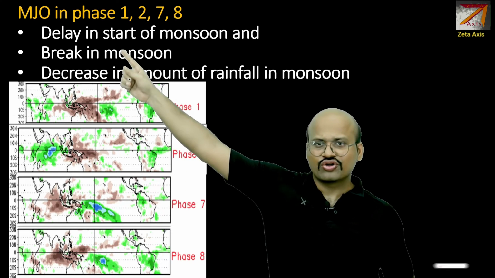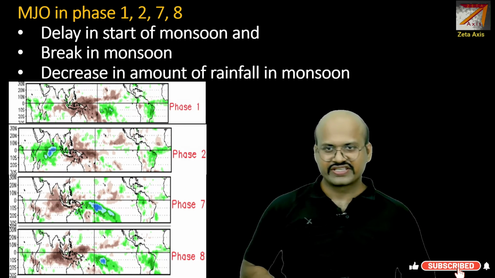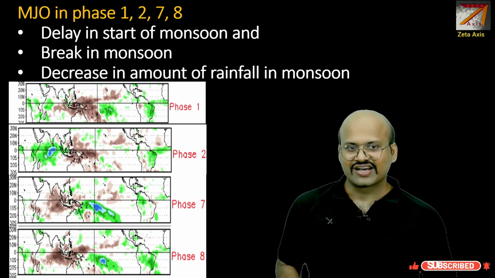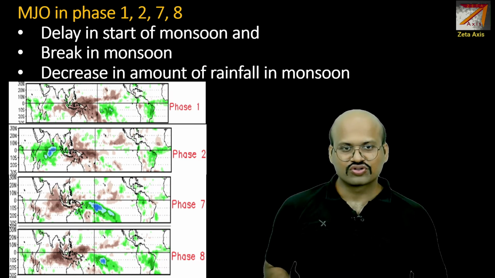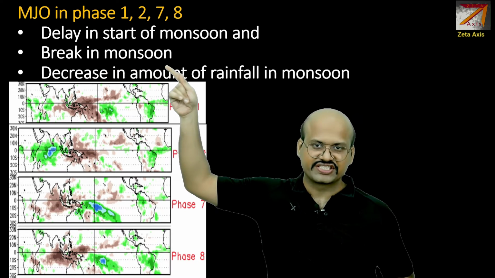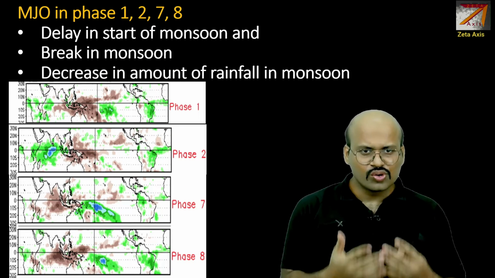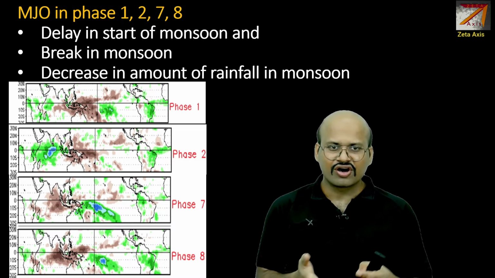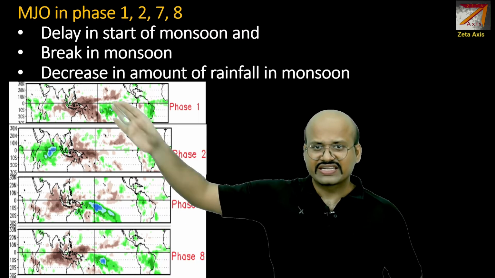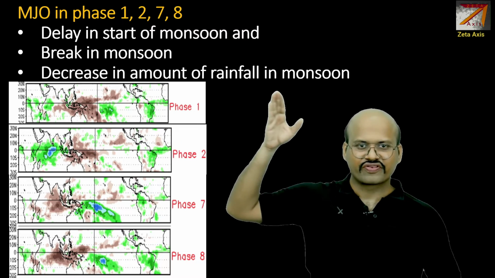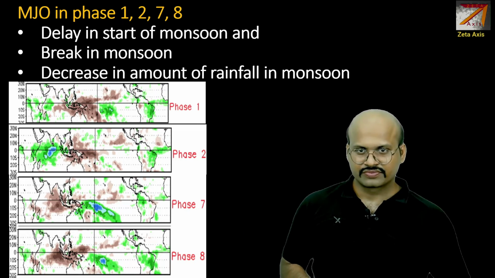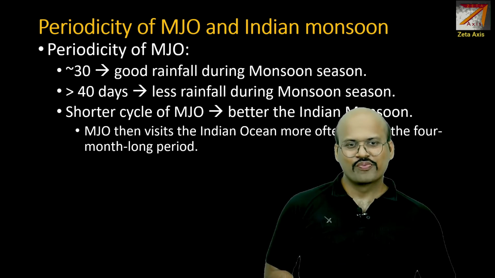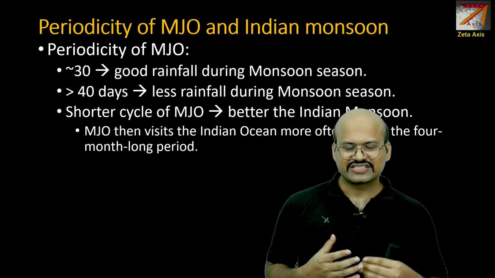And when the MJO is in phase 1, 7, 8, we see that there is a delay in the start of monsoon. So the monsoon will reach India a little later compared to normal times. There are break events in the Indian monsoon. That is, there will be no rainfall in the Indian subcontinent for 2, 3, 4, 5 or 10 or 15 days. There is an overall decrease in the amount of rainfall in the Indian monsoon. These are these phases. Now let's see how the periodicity of MJO impacts the Indian monsoon.